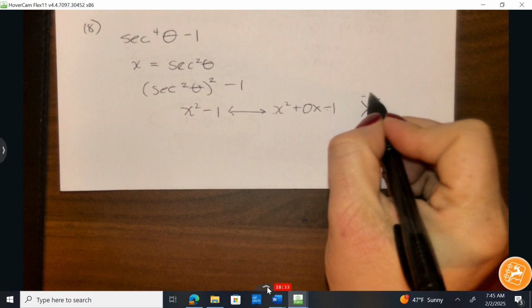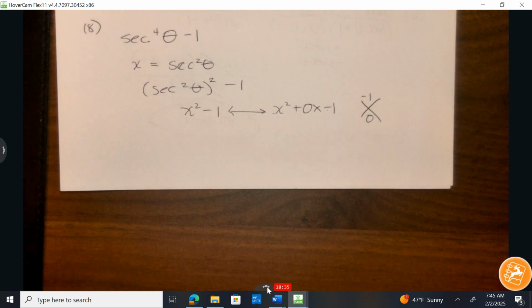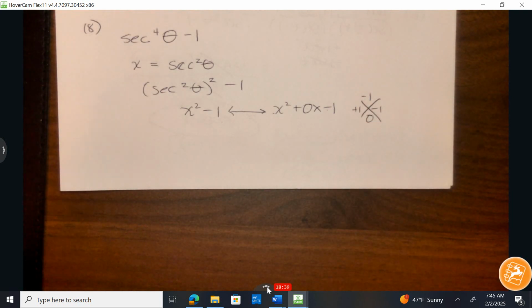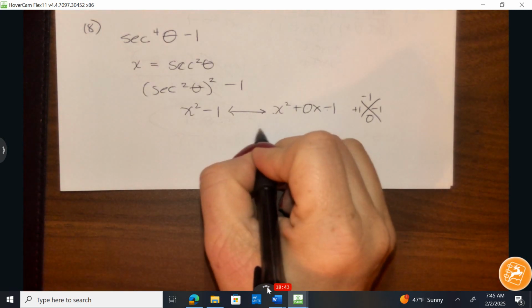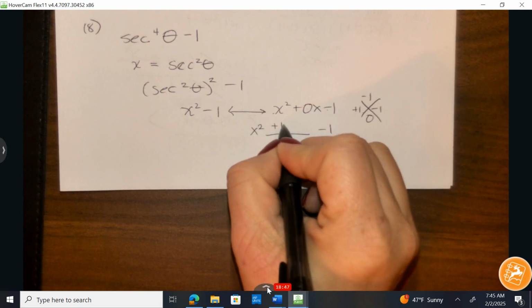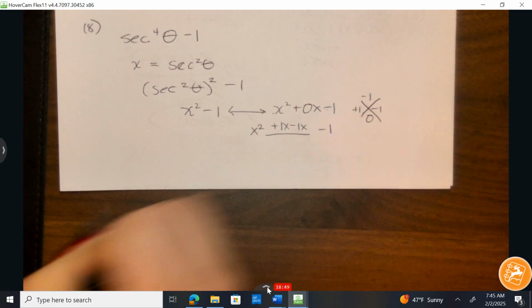What multiplies to equal negative 1 and combines to give us 0? That'd be positive 1 and negative 1. Positive 1 times negative 1 is negative 1, and they combine to give us 0. So I'm leaving the a term, I'm leaving the c term, and then dropping positive 1x and minus 1x. Let's go ahead and factor this.